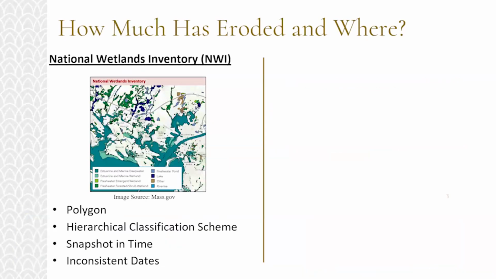All right. So to start with the flux, first we need to look at how much has eroded and where, and we can use maps for that. There are some existing wetland inventories that some of you might be familiar with. There's the National Wetlands Inventory, which is a really detailed map that uses a hierarchical classification scheme and is polygon based. However, it shows a snapshot in time, and the data used to create this map comes from inconsistent dates. So it's not really great for change detection, but it's a really detailed view.